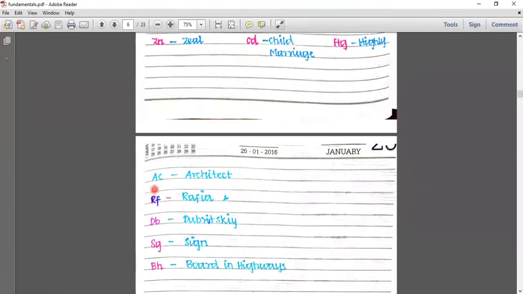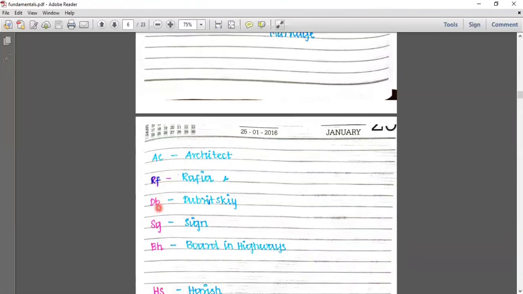Next, actinium, actinides, actinium, and rutherfordium, dubnium, seaborgium, bohrium. From rutherfordium onwards, these are newly discovered elements. So: architect Raffia and Dubny Teskey. Dubny Teskey is one of the best photographers in Ukraine, so I have chosen this name. Architect Raffia and Dubny Teskey is the name of the photographer.